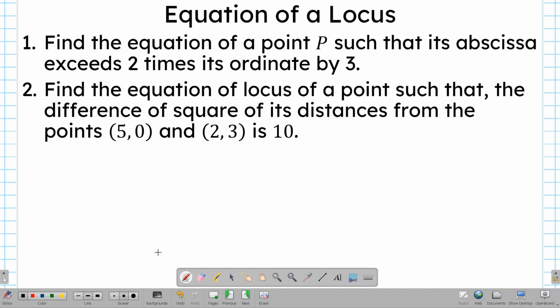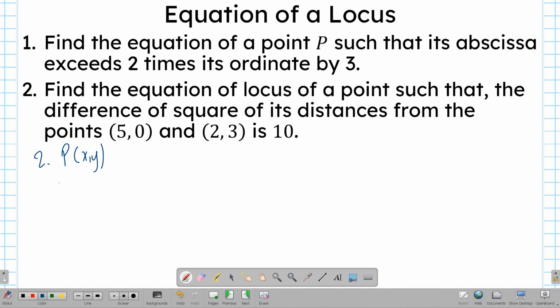Burahin ko lang ito, ha? There. So, we're asked to find the equation of locus of point such that the difference of the squares of its distance from point 5, 0 and 2, 3 is 10. So, the difference of the squares now of the distances. Then, let's double check. Okay. So, ang distance of a point to this and a point to this. Now, that point P, let's say that point P, x, y.